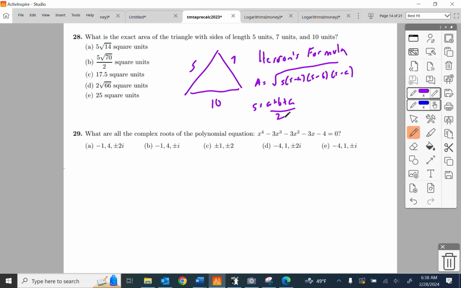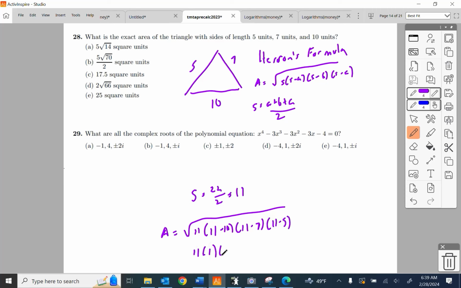So the semi-perimeter here is going to be 22 over 2, which is 11. And my area is going to be the square root of 11 times 11 minus, let's go with 10, times 11 minus 7, times 11 minus 5. And what am I going to have here? I'm going to have a 1, I'm going to have a 4, I'm going to have a, what, a 6? Is that right? 11 minus 5 is 6.